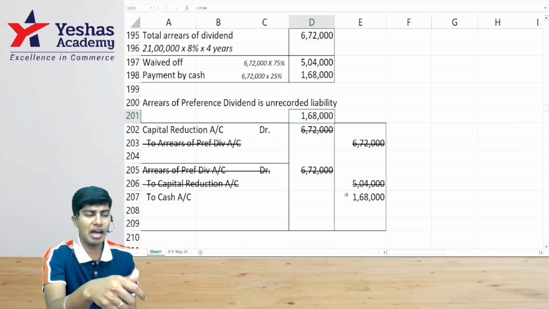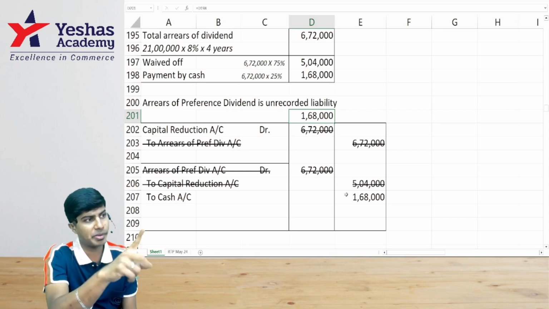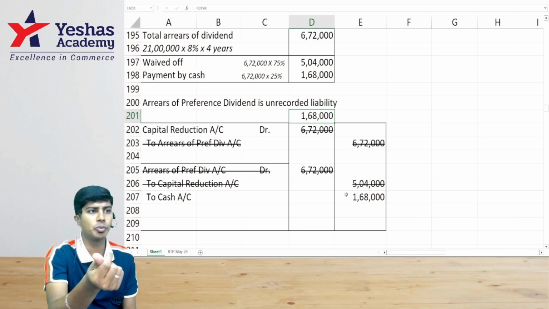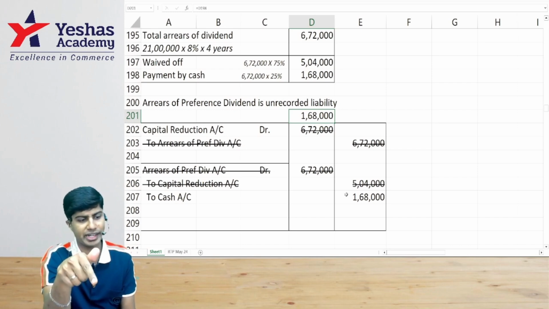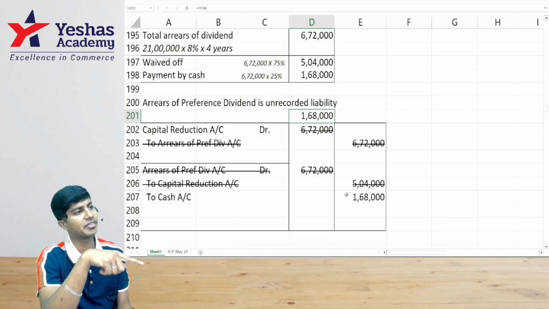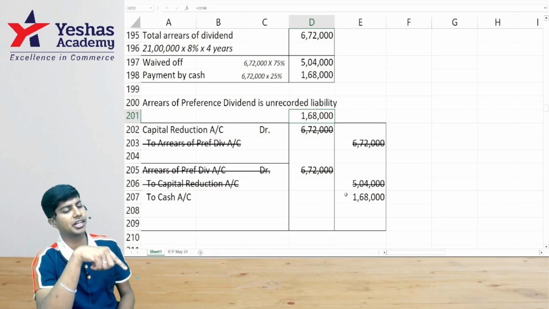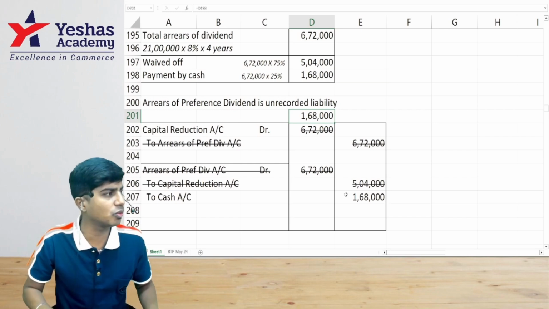Am I right? However, there is no liability but there is payment, then we'll write entry. Here there is no liability but there is payment. So the extent to which we pay, cash will go out credit, and to the extent to which we pay, it is our expense because it's not a liability in the balance sheet. So the entry is capital reduction account debit to cash 168.